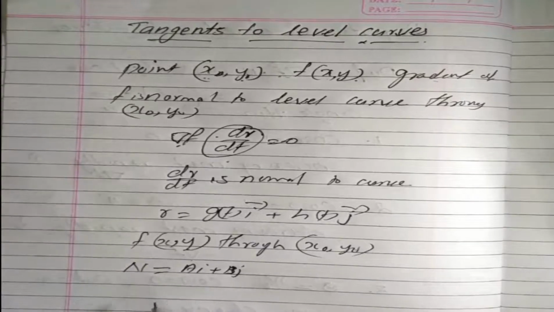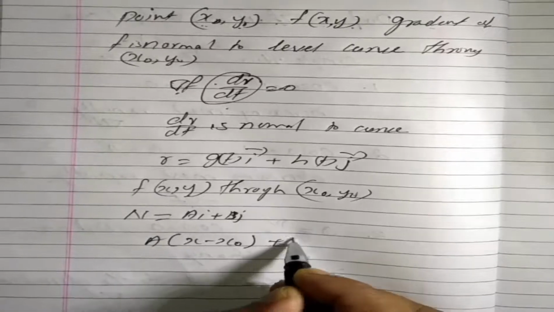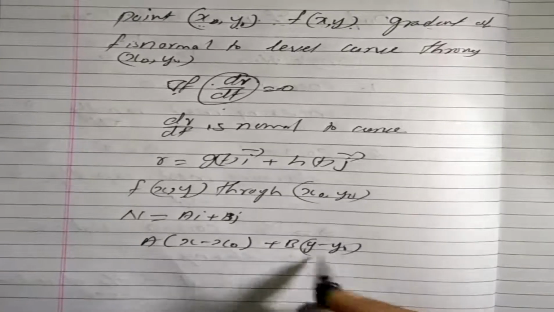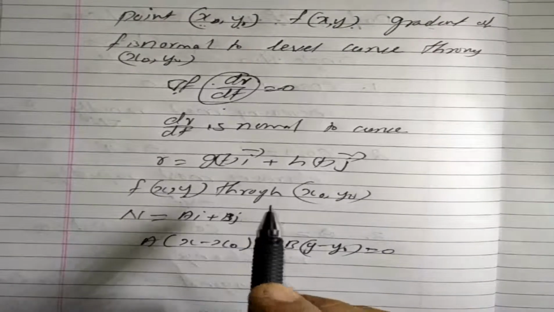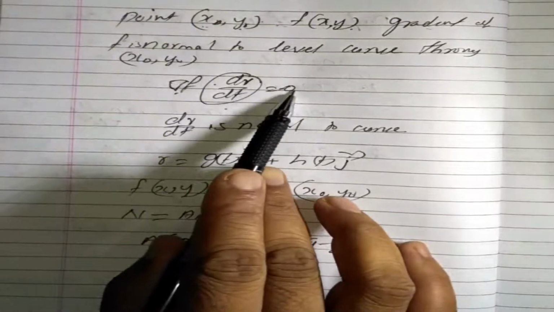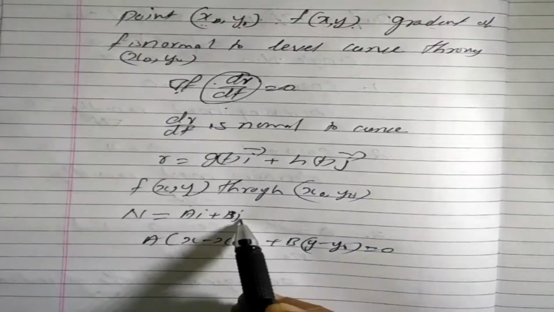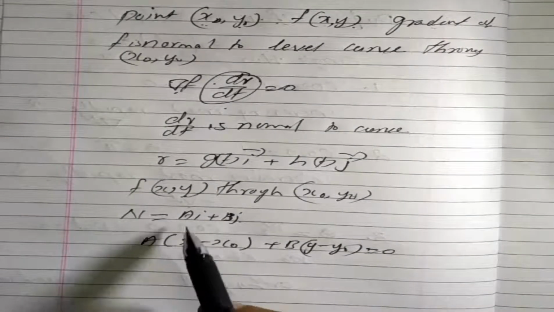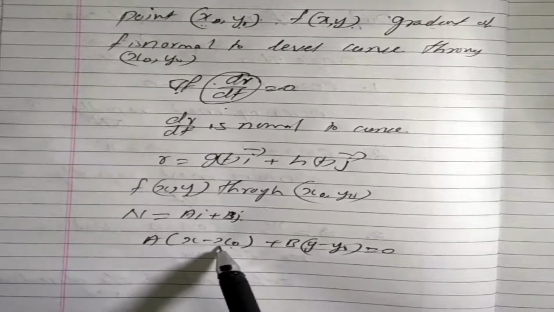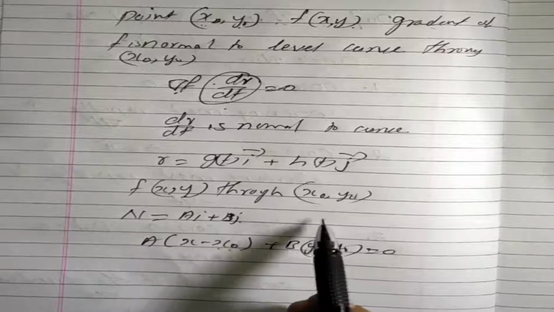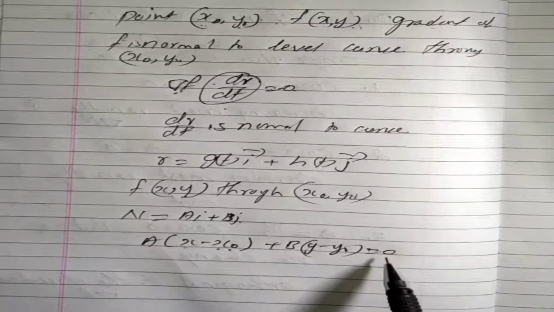Then we get a of x minus x naught plus b of y minus y naught equal to 0, since the dot product of the normal with the tangent direction is 0. Here x minus x naught is the difference between the ending point and the starting point, so a of x minus x naught plus b of y minus y naught equals 0.